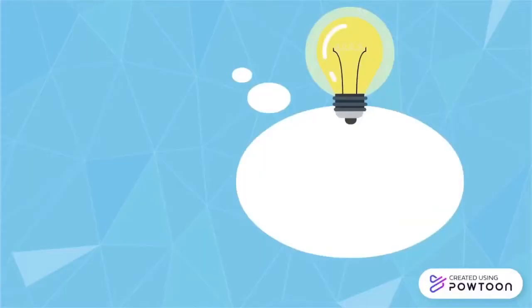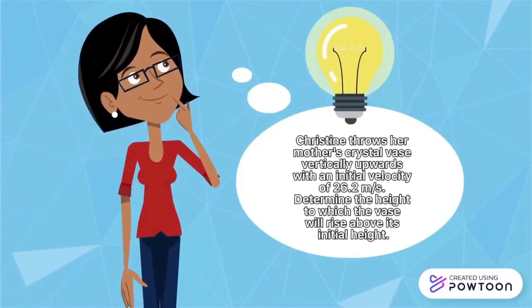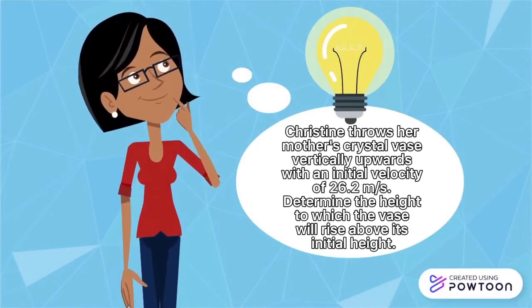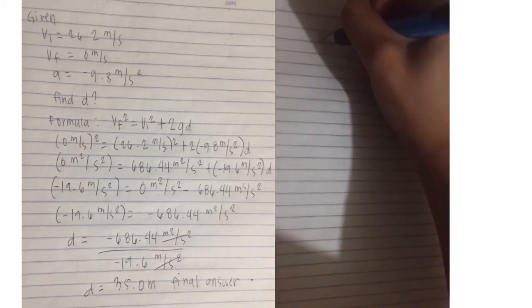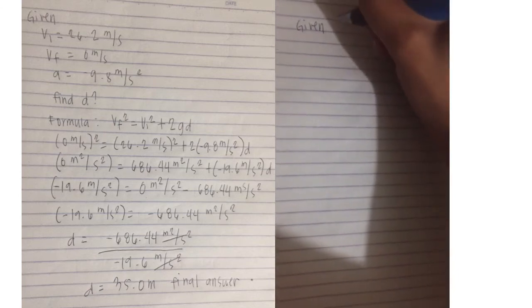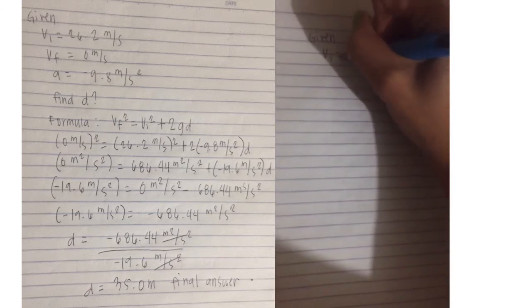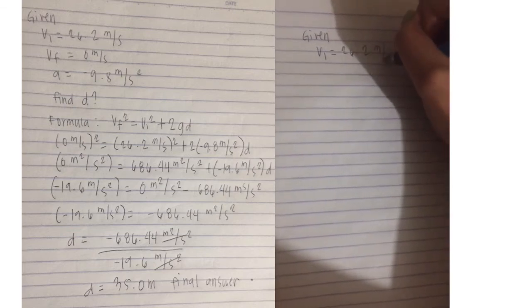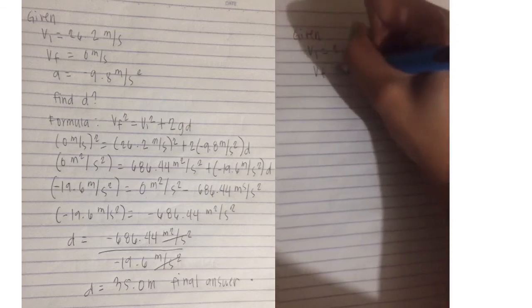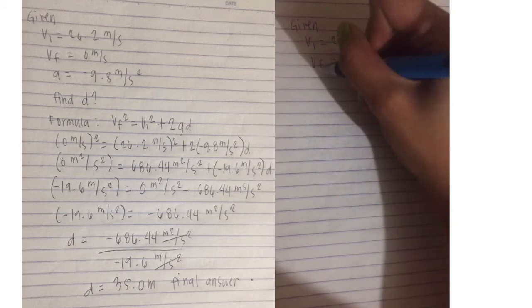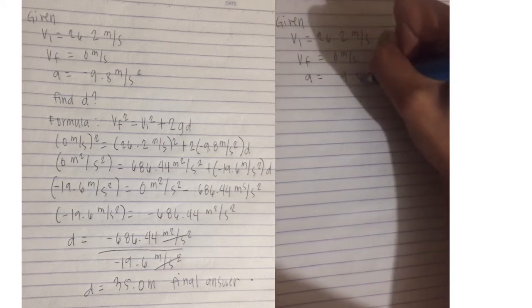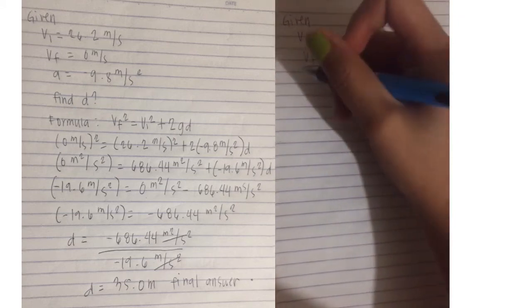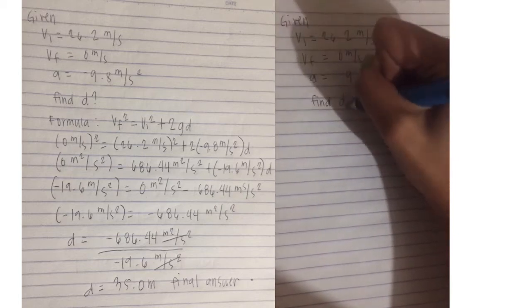Problem number 2. Christine throws her mother's crystal vase vertically upwards with an initial velocity of 26.2 meters per second. Determine the height to which the vase will rise above its initial height. Given would be VI equals 26.2 meters per second, VF equals 0 meters per second, acceleration would be negative 9.8 meters per second squared. We're going to find D.